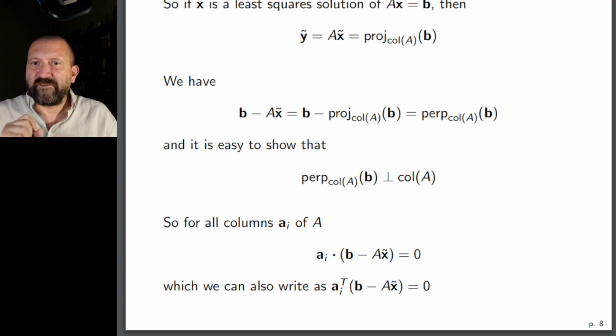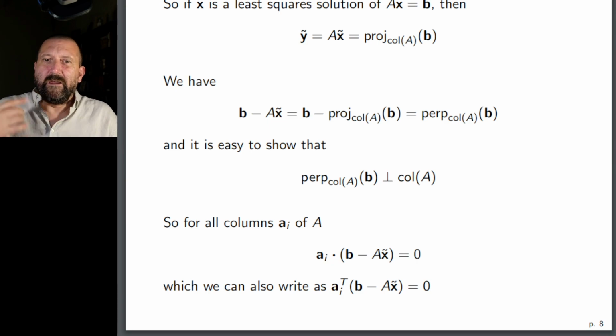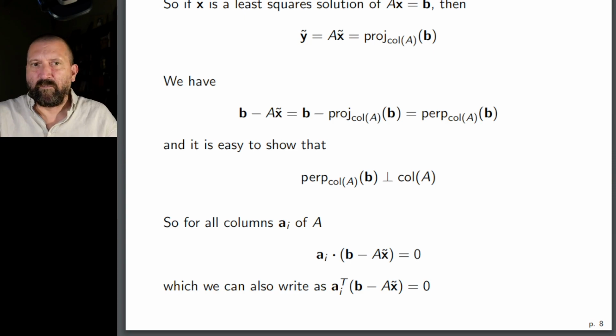Now, it's easy to show, and that will be an exercise, that this vector here is orthogonal. This sign here means orthogonal to the column space of A. And it's not at all complicated to show. So what that means is that all the columns in A, when we say this vector is orthogonal to the column space of A, I'm going to call them bold A sub I, so that's column I in A.